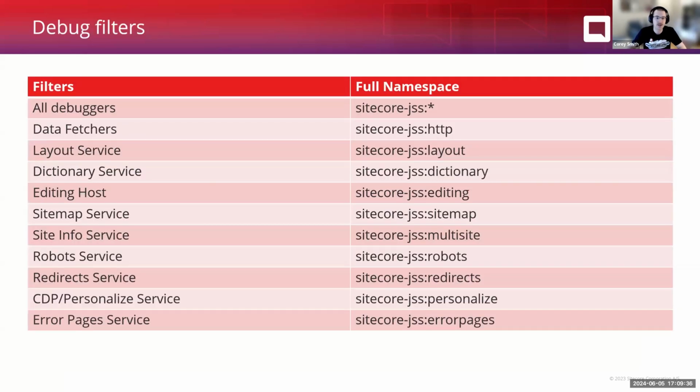I talked before about debug filters. So this is an exhaustive list of all the filters that are available to you. Of course, if you want to see all the filters at once, you use sitecore-jss star as the namespace that you pass to the debug variable. But again, you can get more granular. You can see just layout service calls and dictionary service calls, for example. Or if you're using Headless SXA, they've got filters for the sitemap service and robot service. If you're using CDP or Personalize, there are filters just for those. So it's really up to you. You can decide what you want to show and focus on.